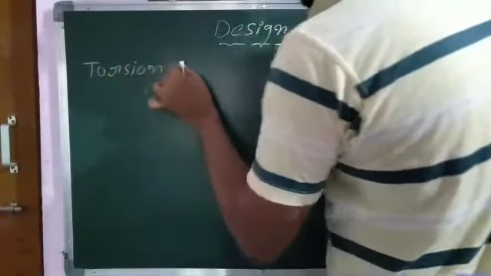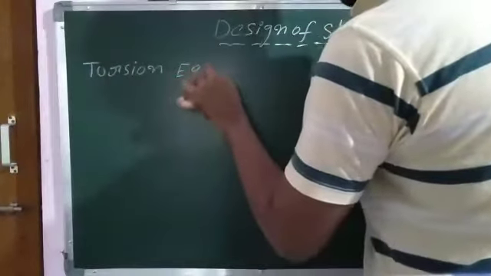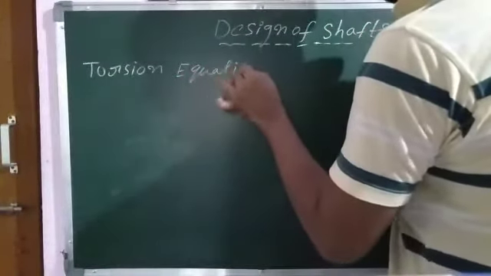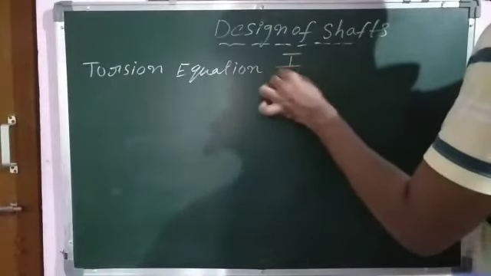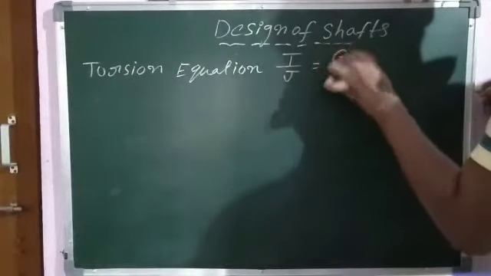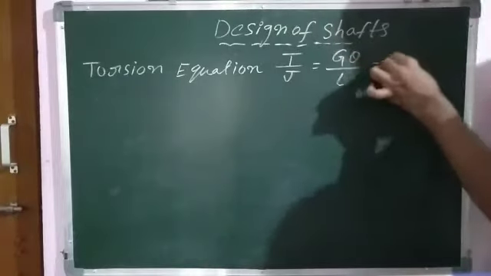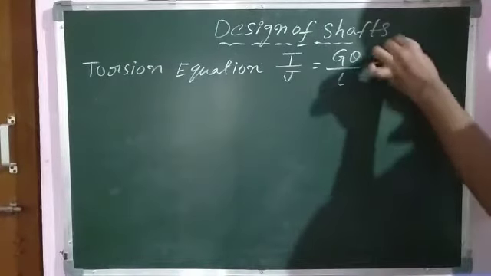This torsion equation is very important to solve any shaft problem. So what is the equation? T by J is equal to G theta by L is equal to tau by R. This is the relation.